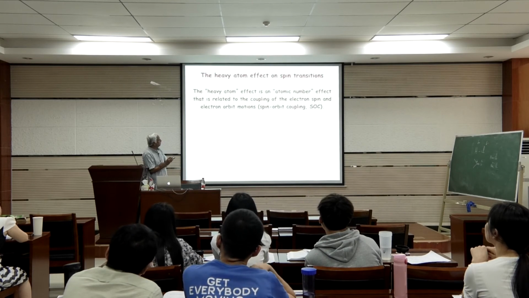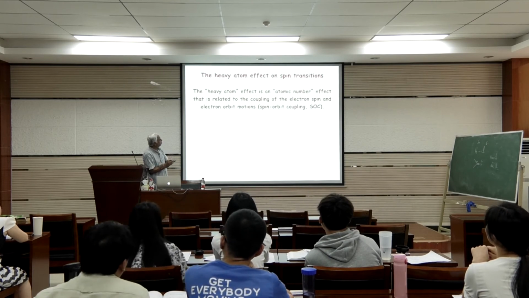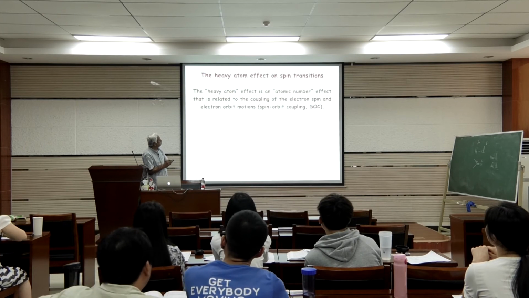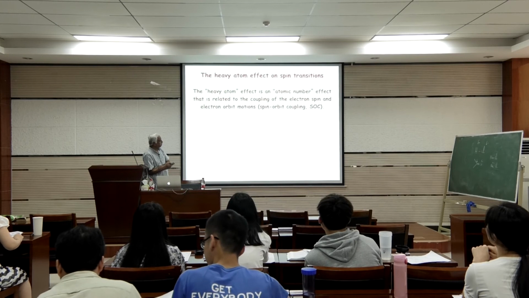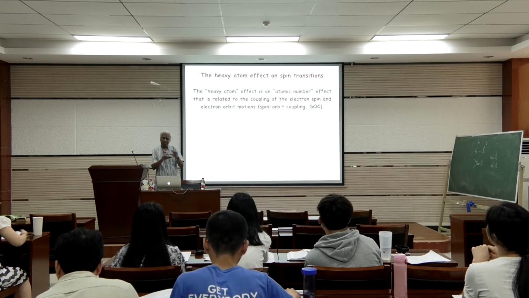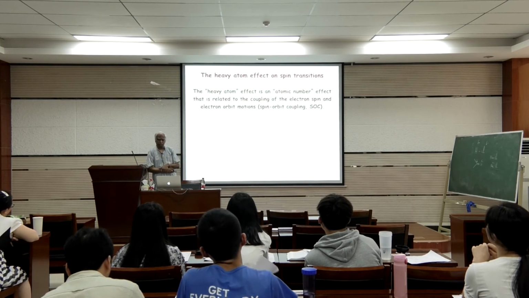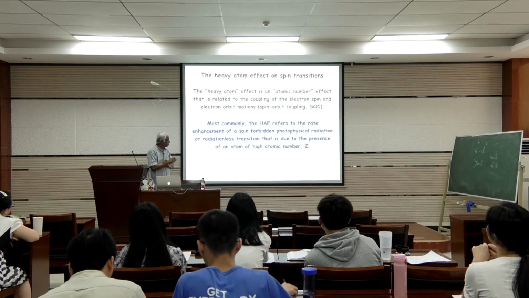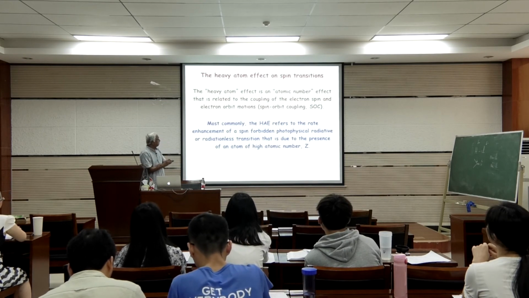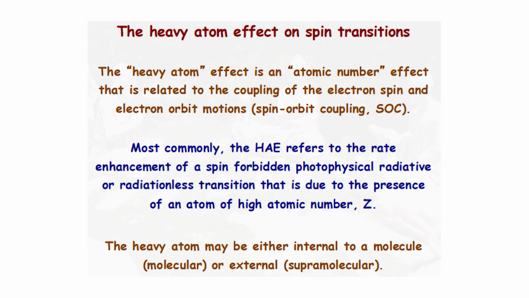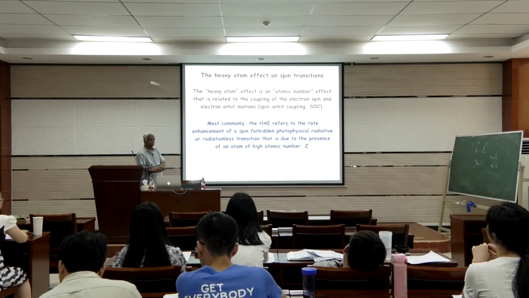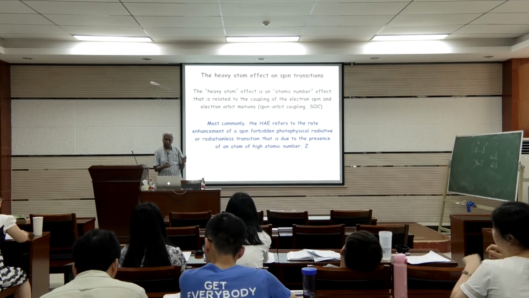So the heavy atom effect is an atomic number effect that is related to the coupling of the electron spin and electron orbit motions. So it is a spin-orbit coupling. Okay, we didn't talk in detail about all this stuff. It is a little bit more complicated. Most commonly, the heavy atom effect refers to the rate enhancement of spin-forbidden photophysical radiative or radiationless transitions, and it depends upon the atomic number, that is the Z. The higher the atomic number, the better.